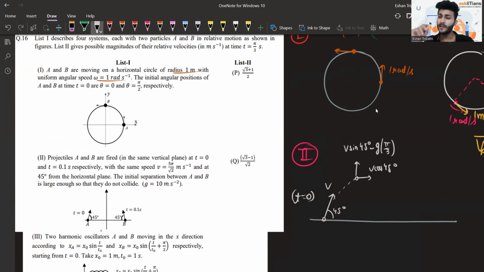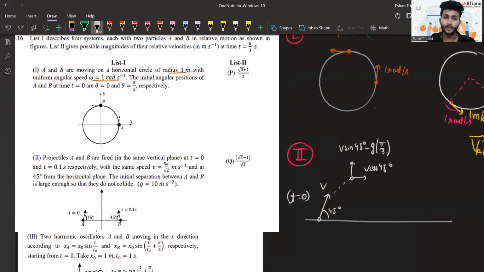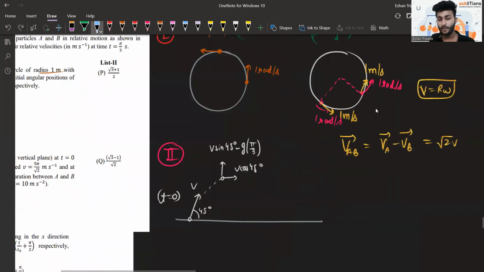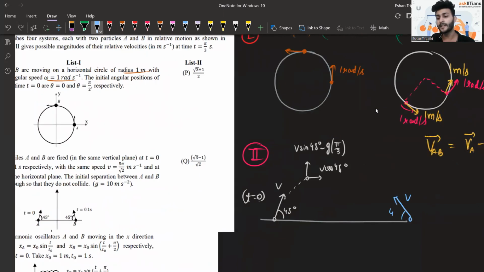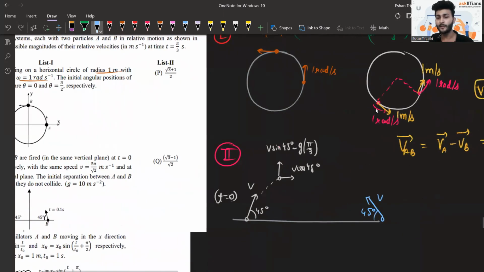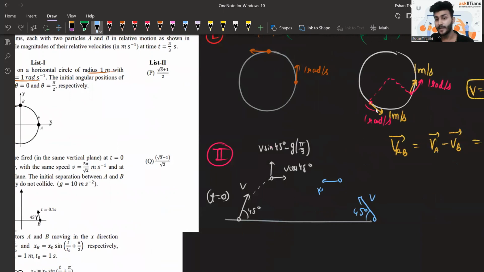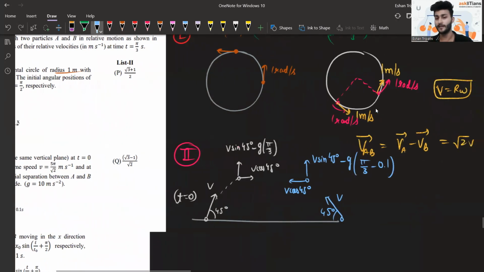Now in the question it is given, the second particle is not simultaneously thrown. The second particle is thrown 0.1 second later. So when it is thrown with same speed V at same angle 45 degree, but 0.1 second later, can you imagine after a while, its speed will be V cos 45 degree to the left, still horizontal remains the same, but upward speed is going to be V sin 45 degree minus g into not pi by 3, but pi by 3 minus 0.1 because it had 0.1 second less to stay in the air.